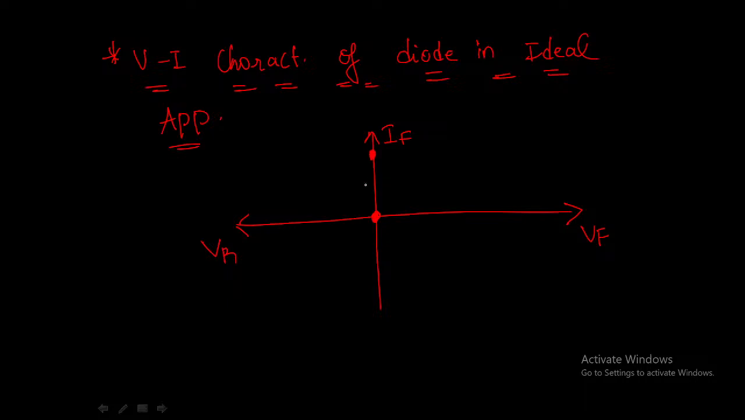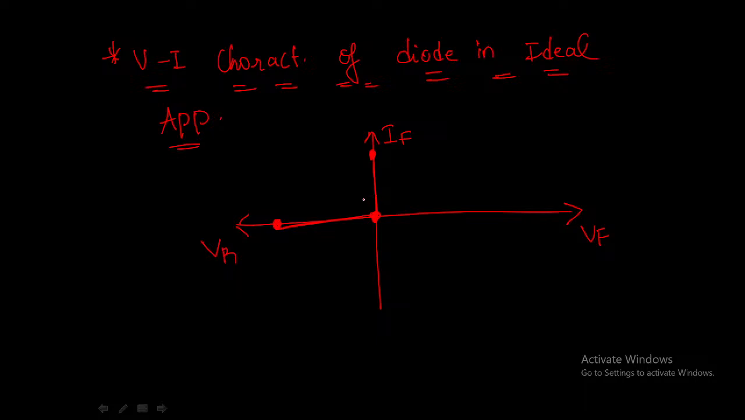Okay, next, at reverse bias there will be no current at all. So however much voltage you apply, the current will be equal to 0, ideally speaking. Okay, so this is the VI characteristics curve of an ideally approximated diode.